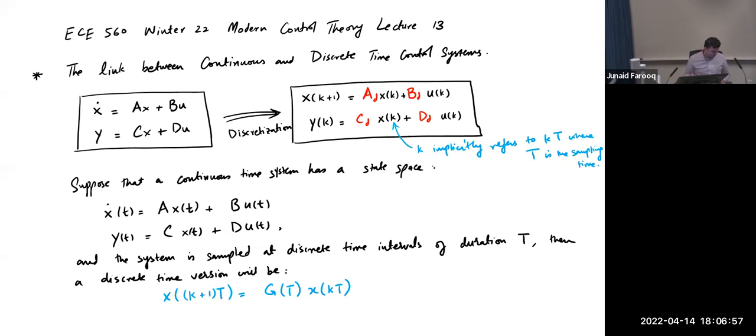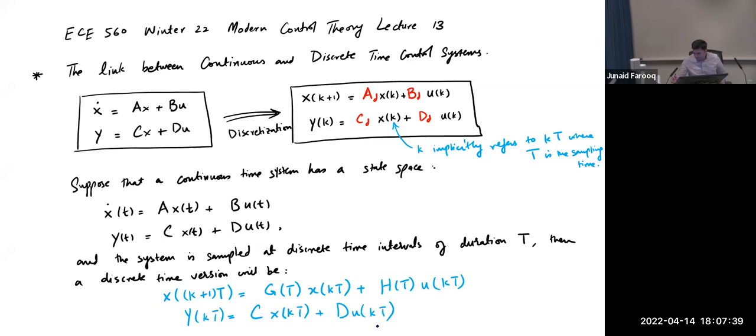Okay, so if you have a discrete time version, after the sampling, we will get something like this. So it will be x[k+1] equals something which is a function of this sampling time, G of T, times x of kT, plus again the H of T times u of kT. And similarly, the output y will be y of kT equals C x of kT plus D u of kT.